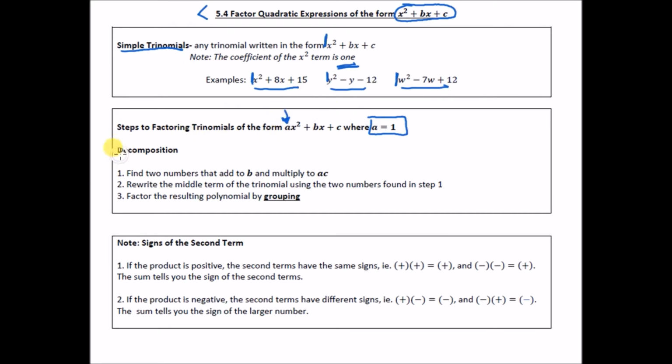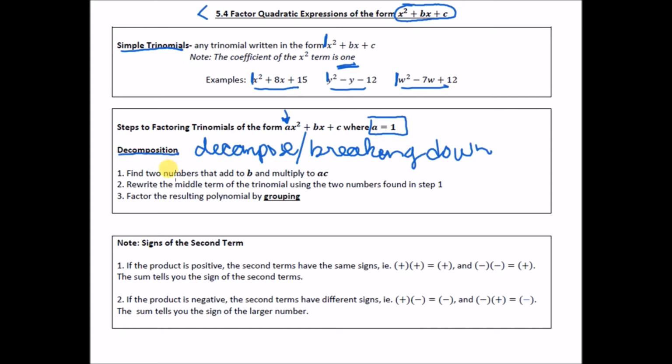So what we do is we use decomposition. When you think of the word decomposition, I think of decompose. I think of breaking down. Okay? And that's exactly what we're doing. We're going to take the middle term, we're going to break it down into 2 terms that are equivalent, so we're not changing it. It's just going to look a little bit different.